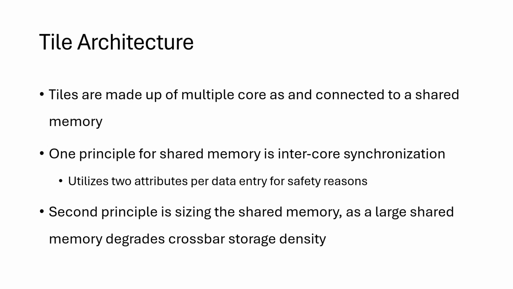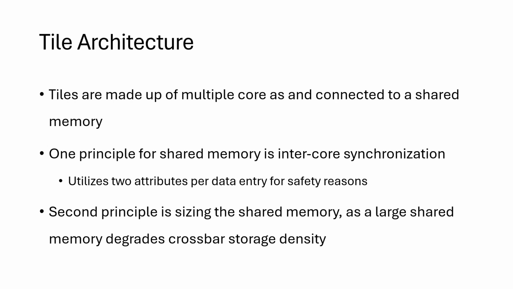There are two attributes per data entry. This utilizes two attributes per data entry for safety reasons. The two attributes per data entry are valid and count. This ensures that producer cores do not overwrite unconsumed data, and permits consumer cores to block until producer cores have written their values. The second principle is sizing the shared memory.